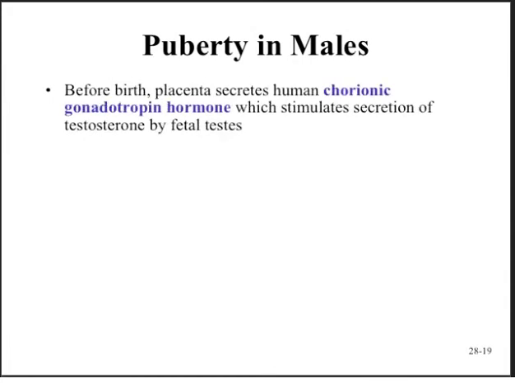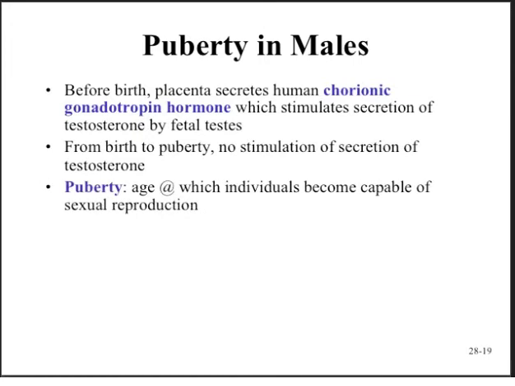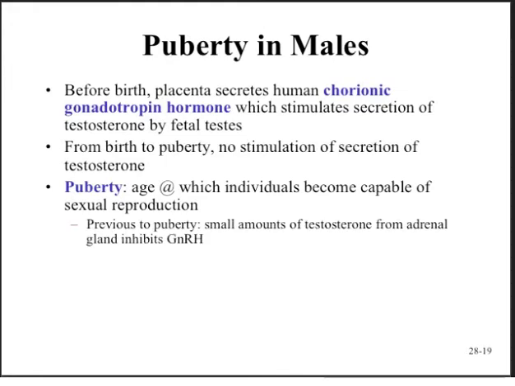Puberty in males marks the beginning of reproductive life. Before birth, the placenta secretes human chorionic gonadotropin, which stimulates secretion of testosterone by the fetal testes. From birth to puberty, no stimulation or secretion of testosterone occurs, and then at puberty, this is the age at which the individual becomes capable of sexual reproduction.